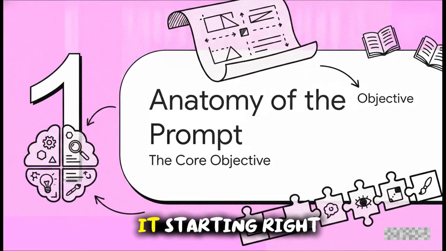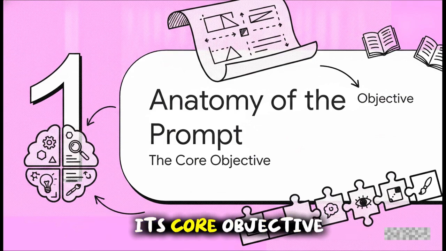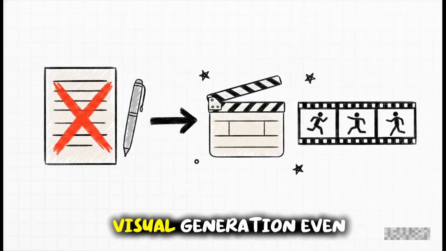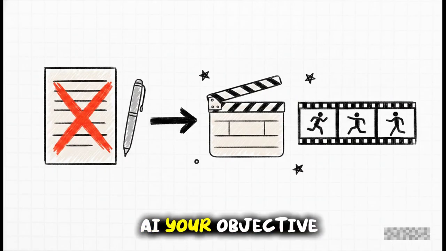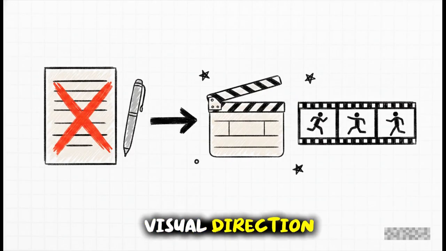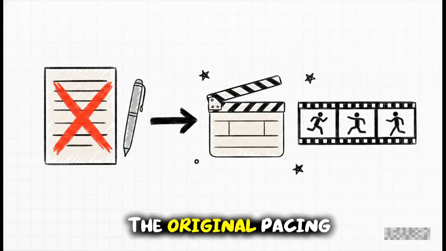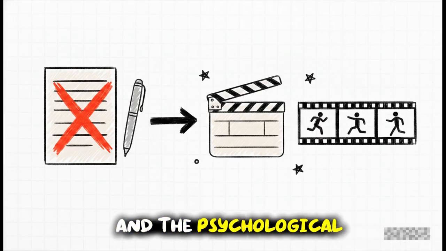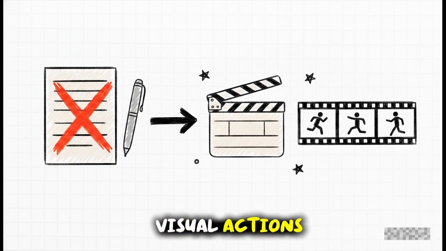Let's get into it. Starting right at the top with section 1, anatomy of the prompt, and understanding its core objective. Now, before any visual generation even happens, this prompt lays down a super strict rule. It tells the AI, your objective is absolutely not to rewrite the script, but to convert it into detailed visual direction. The tool is acting as an expert director, so it's not supposed to touch or edit a single one of the writer's words. Its entire job is to preserve the original pacing, the emotional progression, and the psychological impact of the script, and just translate those spoken words into really meaningful visual actions.